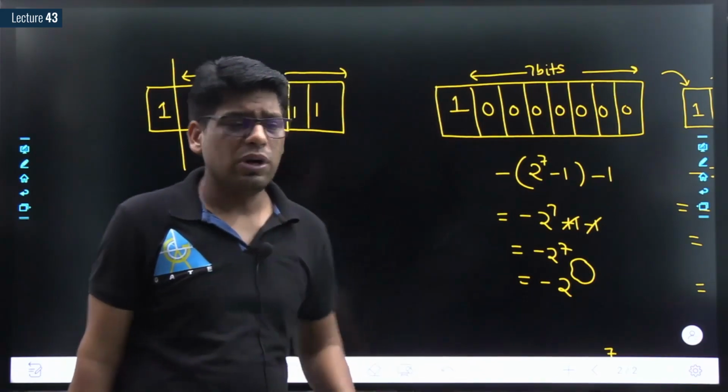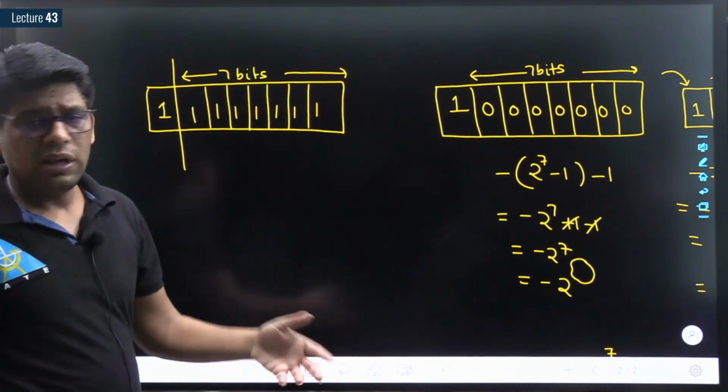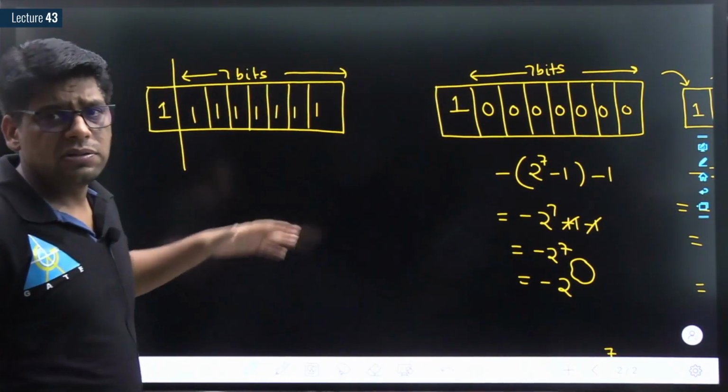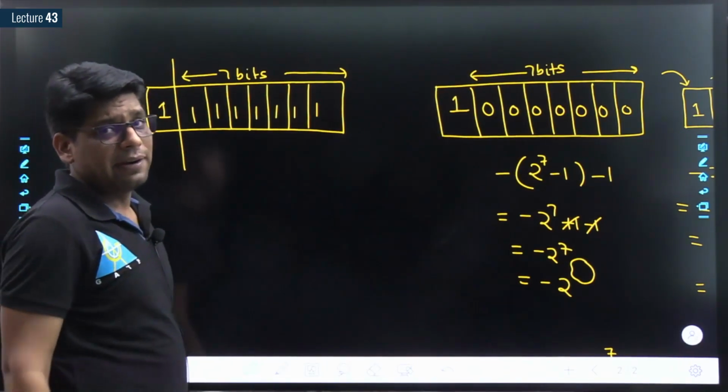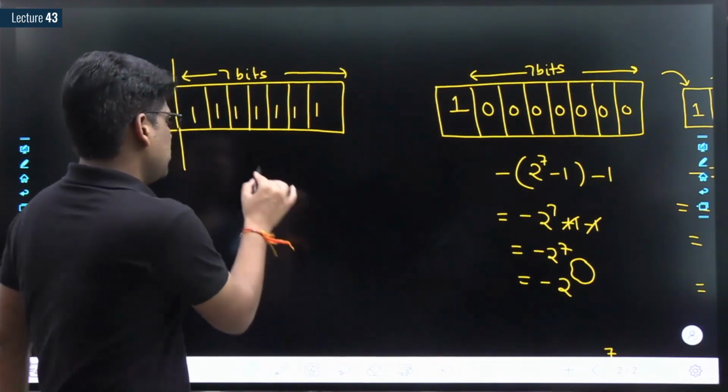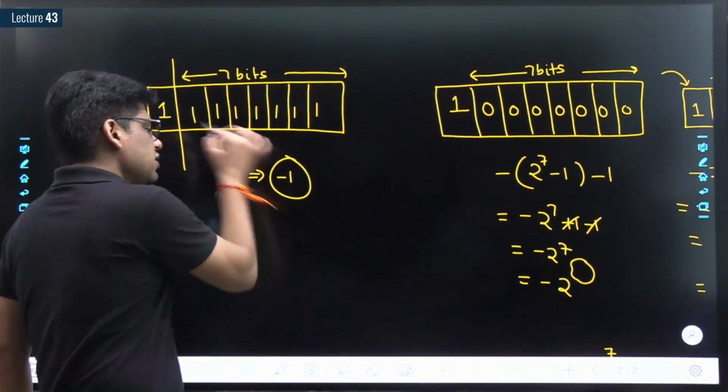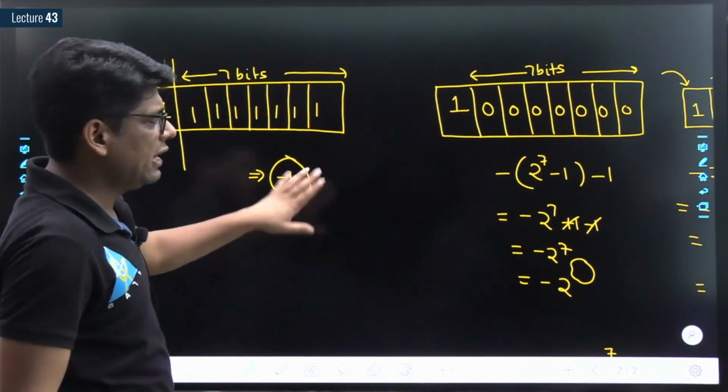In 2's complementation direct method, what is the answer? Sir, we focus on 0. Is there any 0? No. Is there any 0? No. That means we put an extra minus 1. So what is the value of this number? Minus 1. So the maximum value in negative is minus 1.